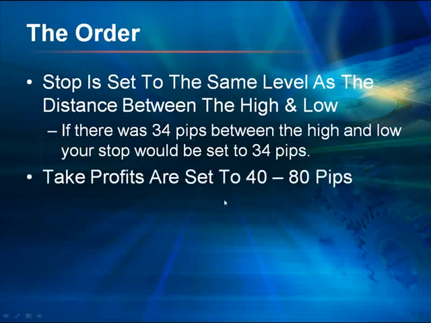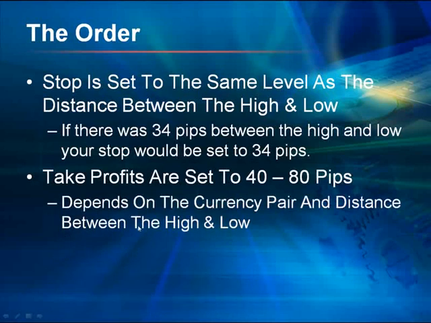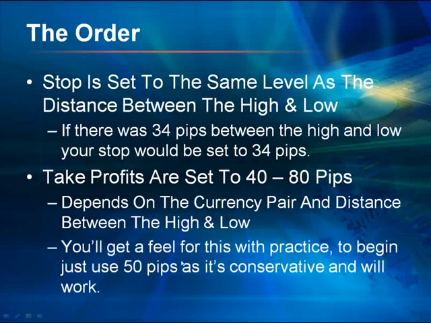Our take profits with this system are going to be set somewhere in between 40 and 80 pips. It depends a little bit on the currency pair and the distance between the high and low point. If it's closer to that number 50, it's more likely to break out and move more than 50 pips, so you might want to use a higher take profit level. If it's less than 50 pips, closer to 30 pips in between the two lines, then you might want to use a number like 40. You'll get a feel for this as you practice with the system. When you're just starting out, if you just want to use a number like 50 pips as your take profit level, that's conservative enough and it will work.